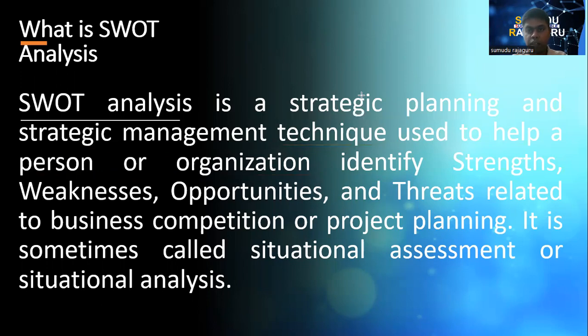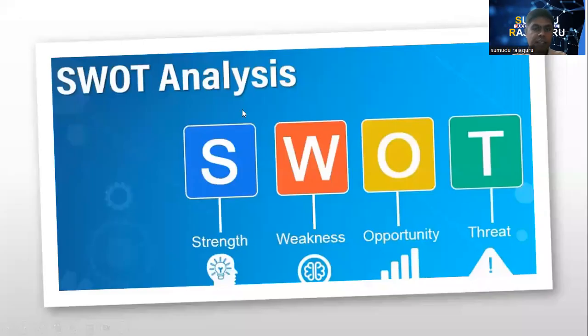I'm moving to the other slide. Right. SWOT: S denotes strength, W denotes weakness, opportunities is denoted by O, then T denotes threats.